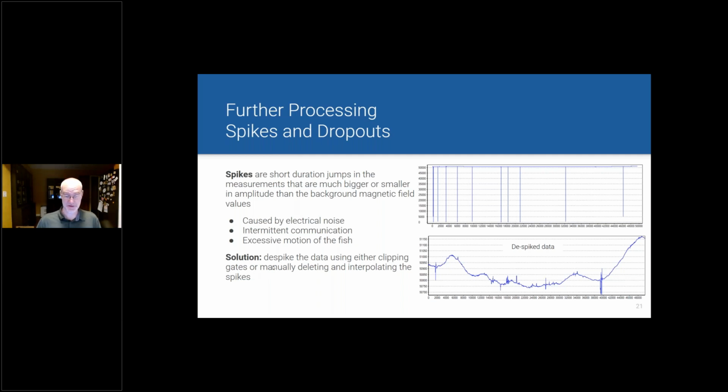So the solution in SonarWiz is new, something we're going to show you. We have improved our despiking filter, and we have clipping gates so that you can set an upper and lower gate, and it removes all of these spikes and interpolates across the gaps where it's removed them. Or you can manually go in and delete them all. This used to be a little bit clumsy in SonarWiz, but we've worked on really improving that workflow. So I'll show you how that goes.